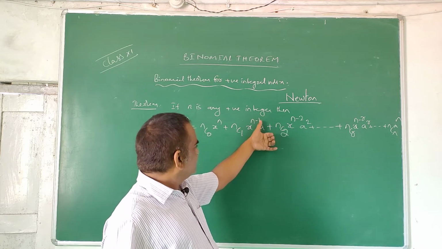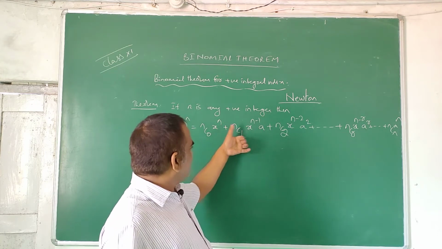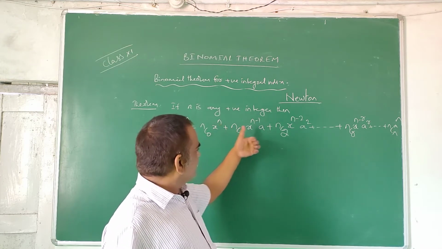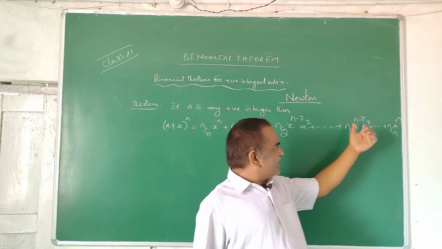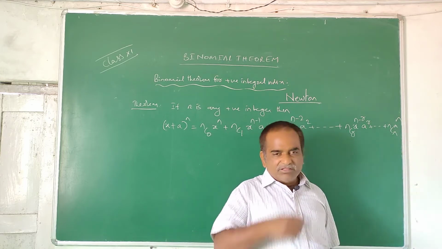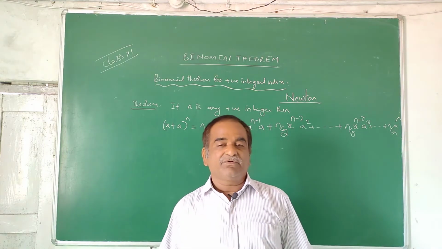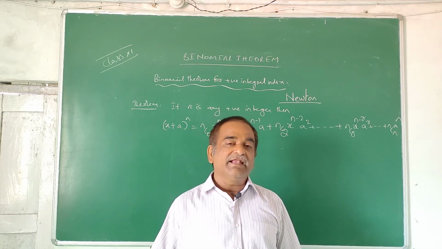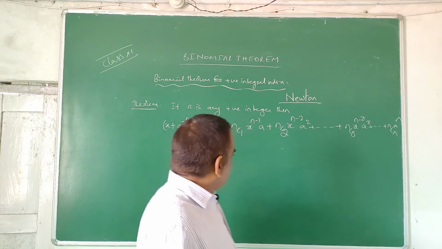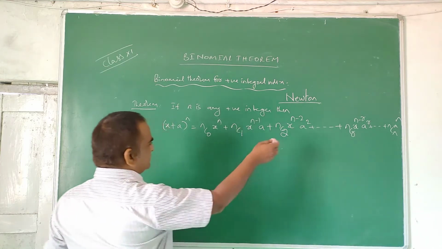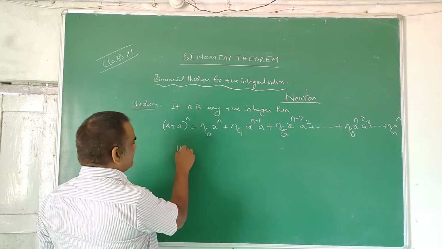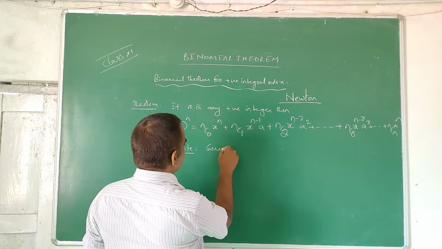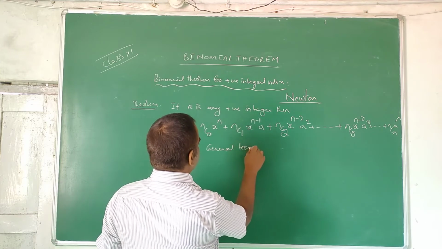If you see the sum of the powers of x and a in each term, it is n minus 1 plus 1, n minus 2 plus 2, n minus r plus r, n plus 0. So in each term, if you take the sum of the powers of x and a, it is getting n. So here that nCr x power n minus r a power r is known as the general term of the binomial expansion.